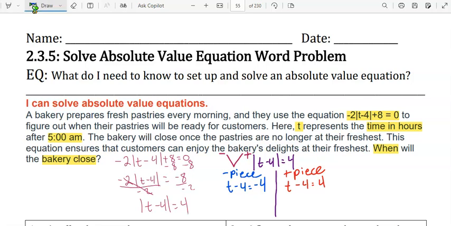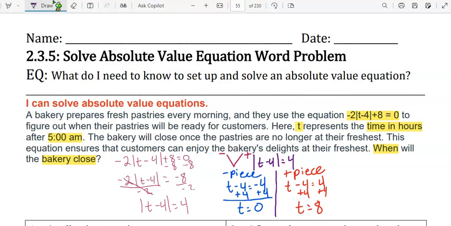Now notice I only changed one side of the equation for each of the pieces. On the negative piece, it's t minus 4 equals -4. The positive piece still has a -4 right here. We only changed one side of the equation. So from there you'll solve each linear equation separately. Add 4 to each side, t equals 0. And then for the positive piece, add 4, t equals 8.